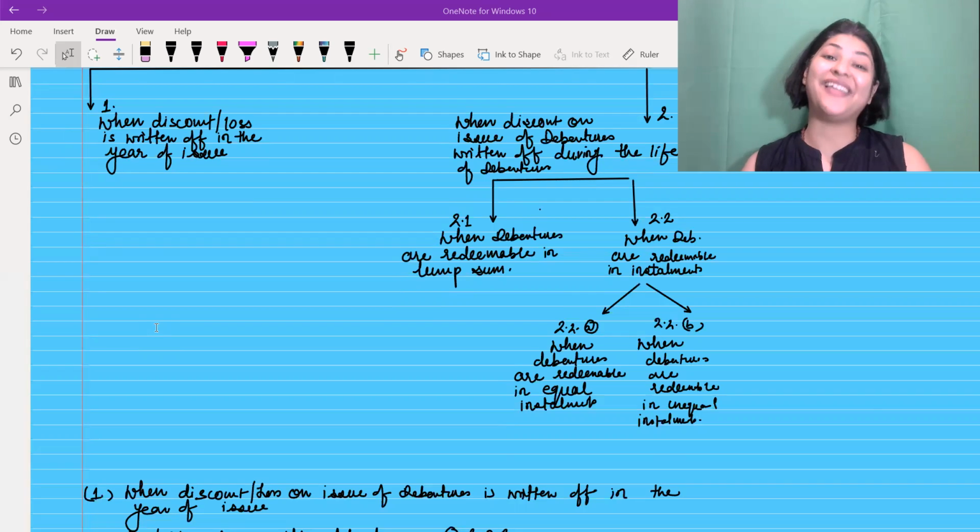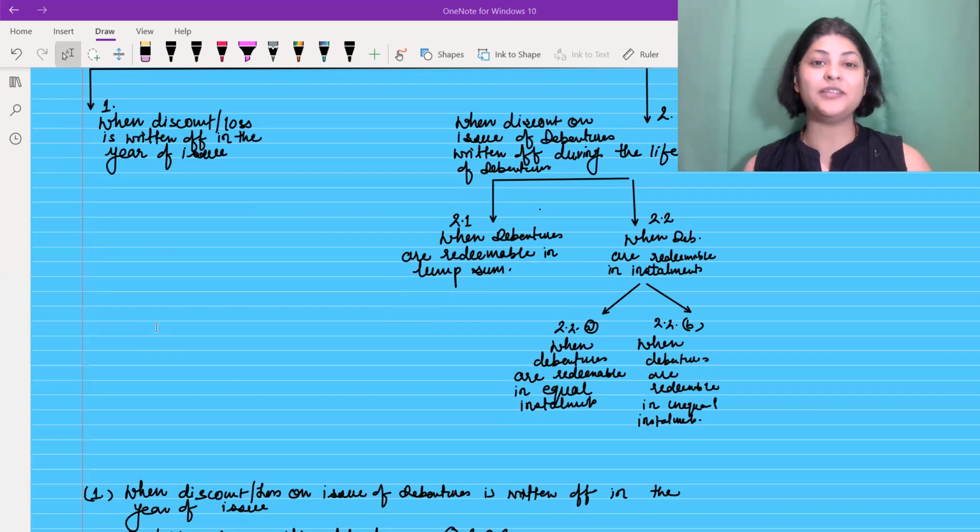Another case can be like this, when debentures are redeemable in installments. Now installments again have two parts. Installments means, as I gave you, like 10,000 each year. At the end of first year 10,000, second year 10,000, third year also 10,000, fourth and fifth year also 10,000 each you're redeeming. So this is called redemption of debenture during the life, or redemption of debenture in parts, not in lump sum, and equal installments.